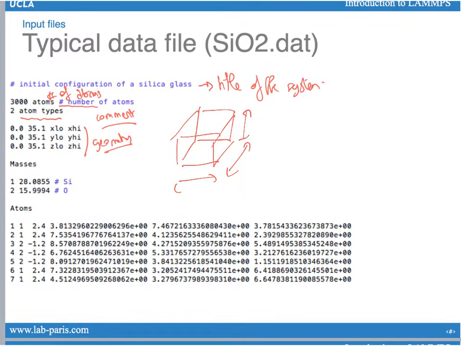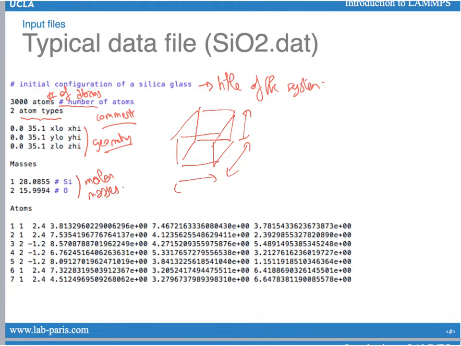So you need to provide this information so that LAMMPS can know what is the extent of the simulation box. The next step is to provide some information about the masses. So here you will need to provide for each type of atom, each type of element, what is the molar mass of each element.